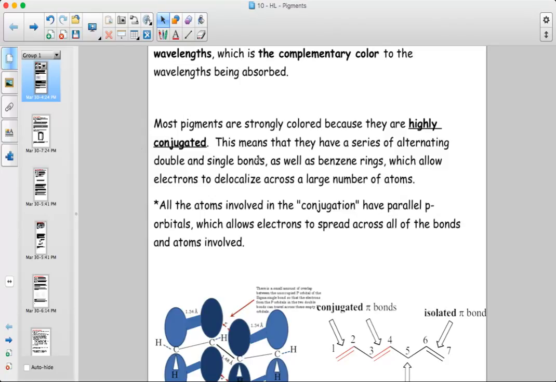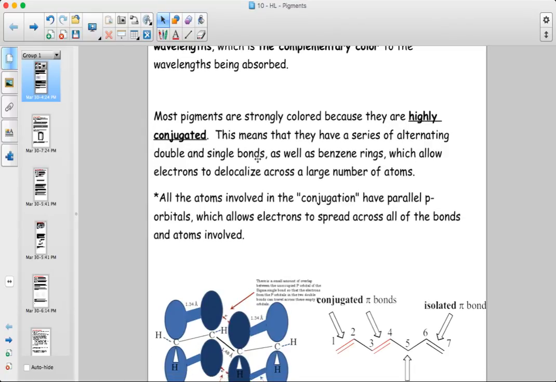So this means that there are a series of alternating double and single bonds, generally between carbon atoms, but not necessarily between carbon atoms. Could also be with nitrogen or oxygen. You're also going to have them connected to benzene rings, and that's going to allow electrons to delocalize across a very large number of atoms.